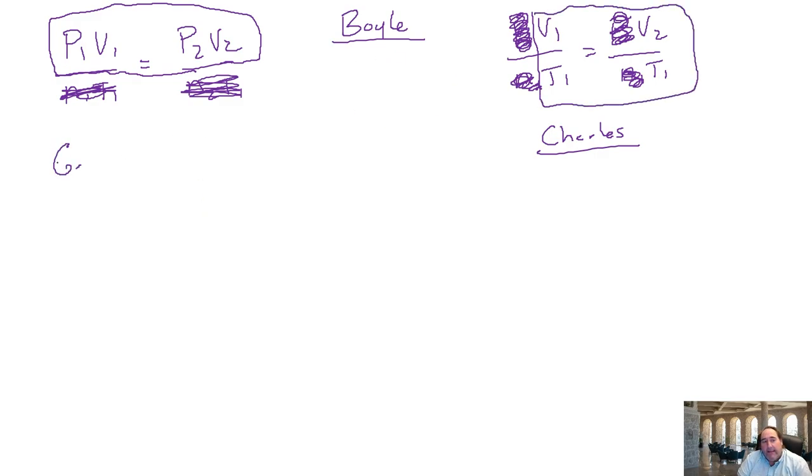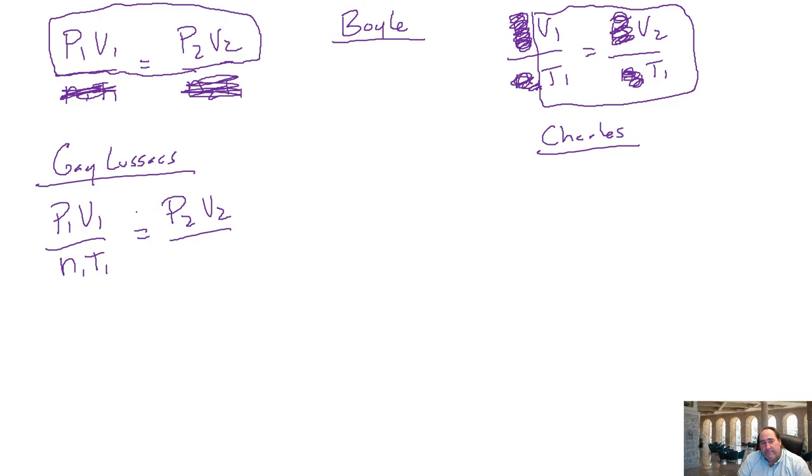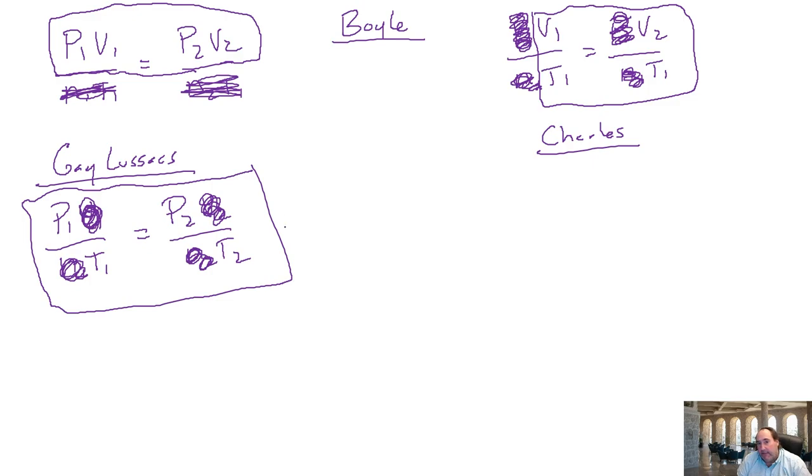You do Gay-Lussac's law, which deals with pressure and temperature. So you come across a problem, all it's talking about is pressures and temperatures, no mention of anything other than those things. So again, starting with our combined gas law here. Again, pressure and temperature, the only thing mentioned here, no volumes. So I'm just gonna scratch out the volumes. No moles mentioned, gonna scratch out the moles. Oh, looky there. There is Gay-Lussac's law.